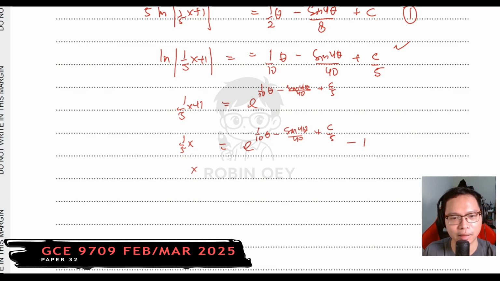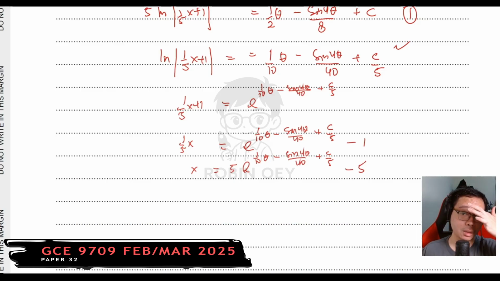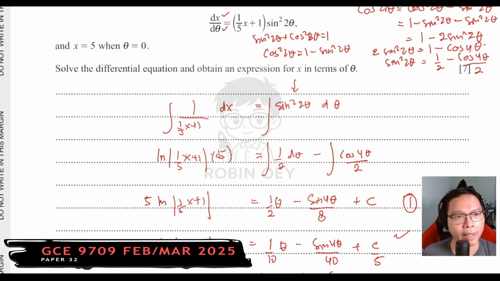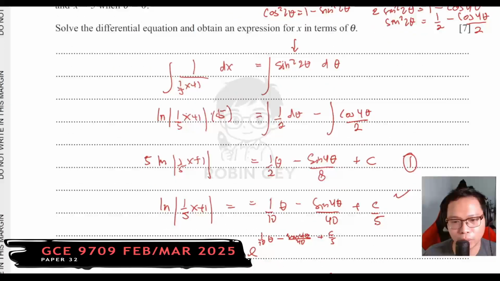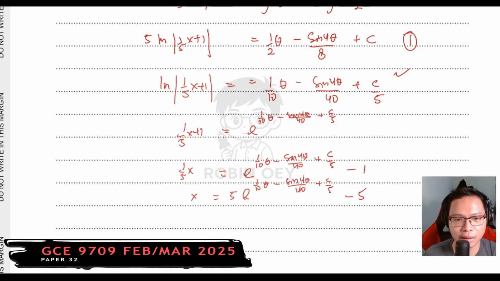This is sometimes getting annoying, because it's very complicated. It looks complicated enough, this one. e to the power of 1 over 10 theta minus sin 4 theta over 40 plus c over 5, negative 5. Now, back to the question. When x equals 5, theta equals 0. So we can use this to find the c.